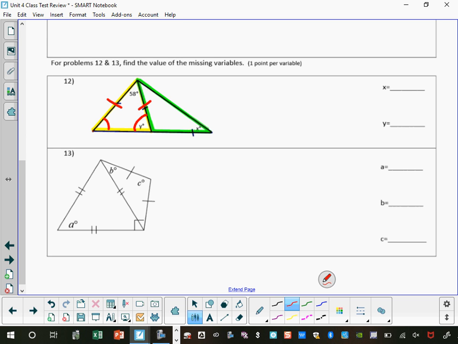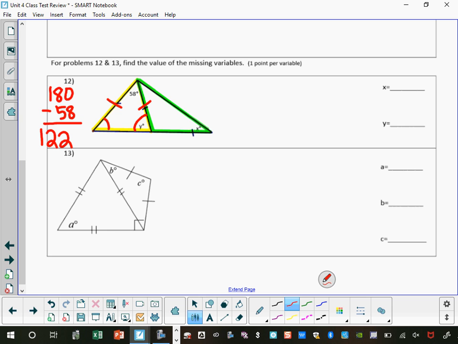They already gave me the vertex angle of 58. I don't have these two base angles. I'm going to do 180 minus 58, and what do I get? You should get 122. And then you divide it. Yes, so that 122 means that between these two angles, there's 122 degrees left.